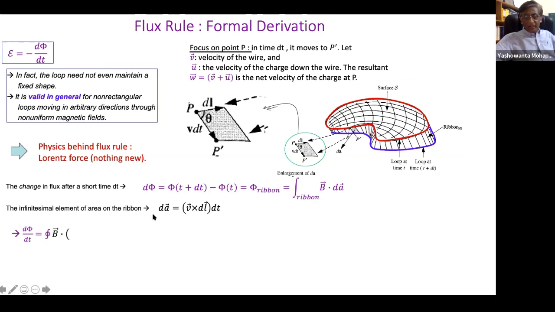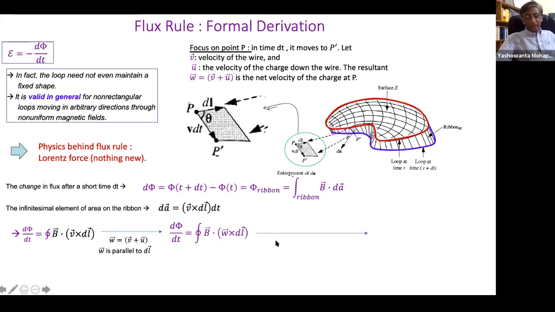So if that is the area, then that will translate to dΦ by dt is B dot v cross dl. So dΦ by dt is this integral of B dot v cross dl. But we know that the resultant W is v plus u, and of course that W is parallel to dl all the time. That's the way the charge is flowing. Hence, I could as well write it in terms of W. So B dot W cross dl.